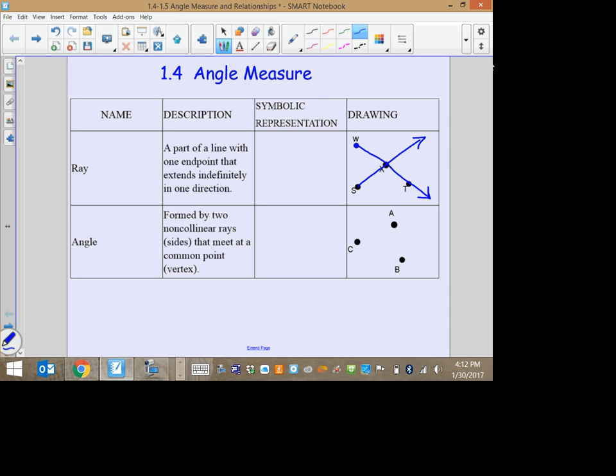So we can label this with two letters, WT, with an arrow on one side. We could also label this ray as XT. The second ray that I drew begins at S and extends out through X. So we're going to call that ray SX. Note that it always starts with an endpoint.